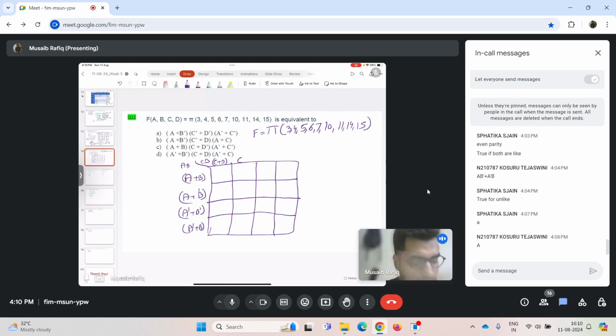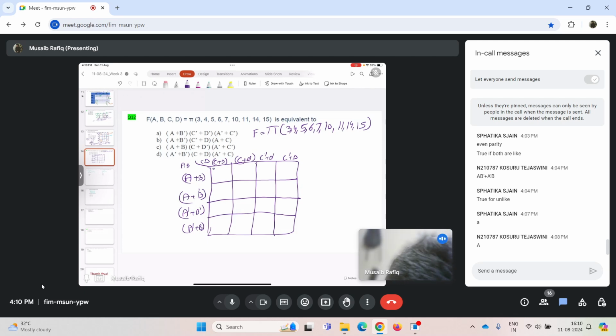That's all, we need to do the dual. This will be C plus D, this will be C plus D bar, this will be C bar plus D bar, and this will be C bar plus D. Is this correct? Let me check it. A plus B, A bar plus B, correct. Now we need to fill the minterms.